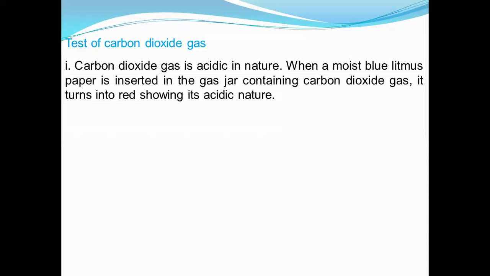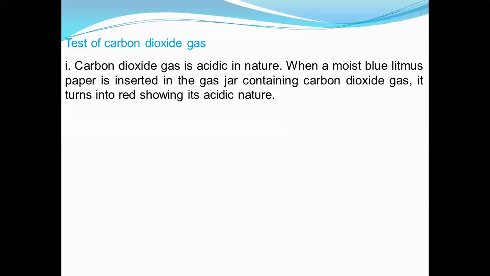If we take a blue litmus paper and make it wet, and then put that moist blue litmus paper near the mouth of a gas jar filled with carbon dioxide gas, it will turn red.